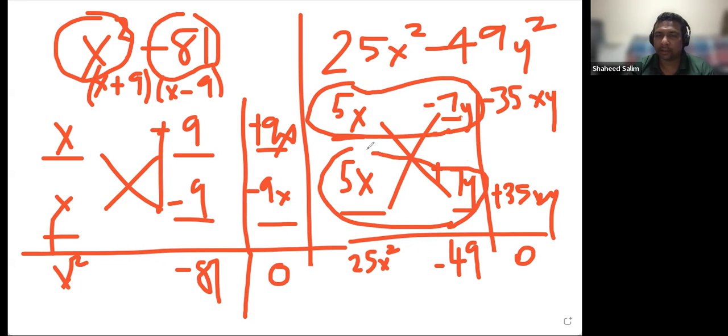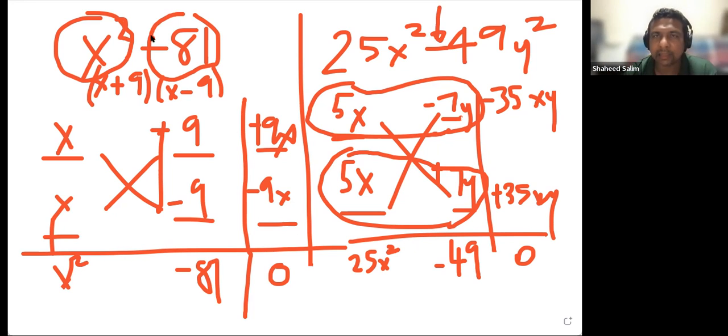So I want you to be able to see that all the terms are the same. 5x, 5x the same. 7y, 7y same, but one is plus, one is minus. The other observation is this. This has to be minus. It can never be plus. If you put plus, you find that you cannot do it.